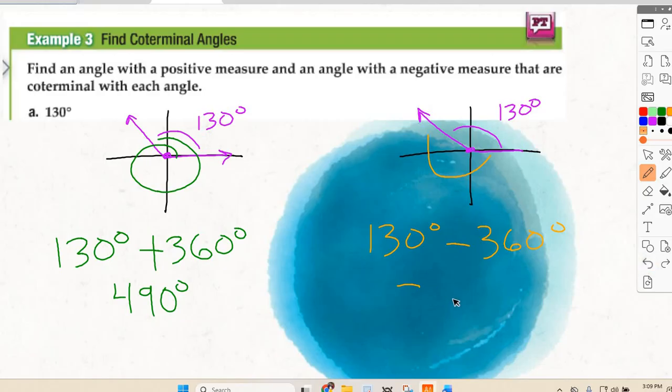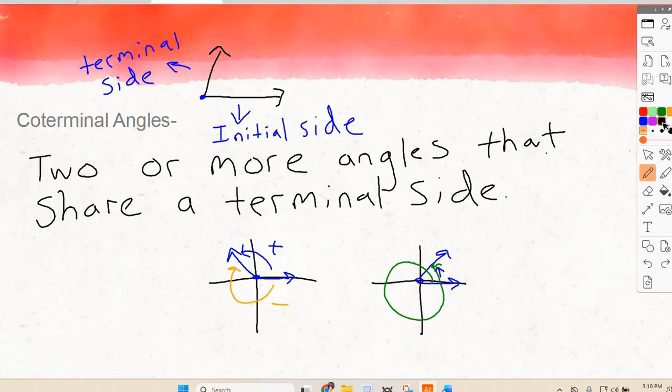230. Yes. This one maybe? We okay with that? Yeah? So in general, notice that if I want positives, I'm just going to add 360. If I want negatives, I'm just going to subtract 360. And that is always going to work. So I'm going to add or subtract 360.